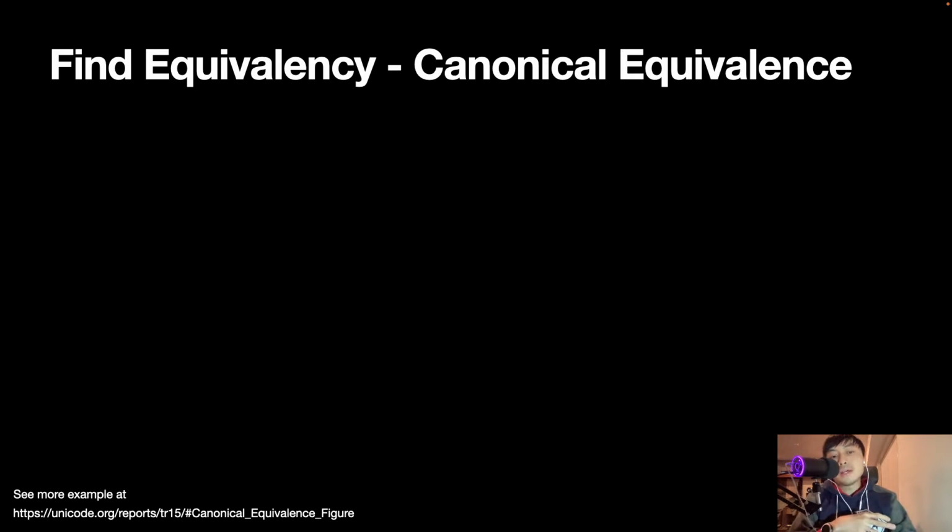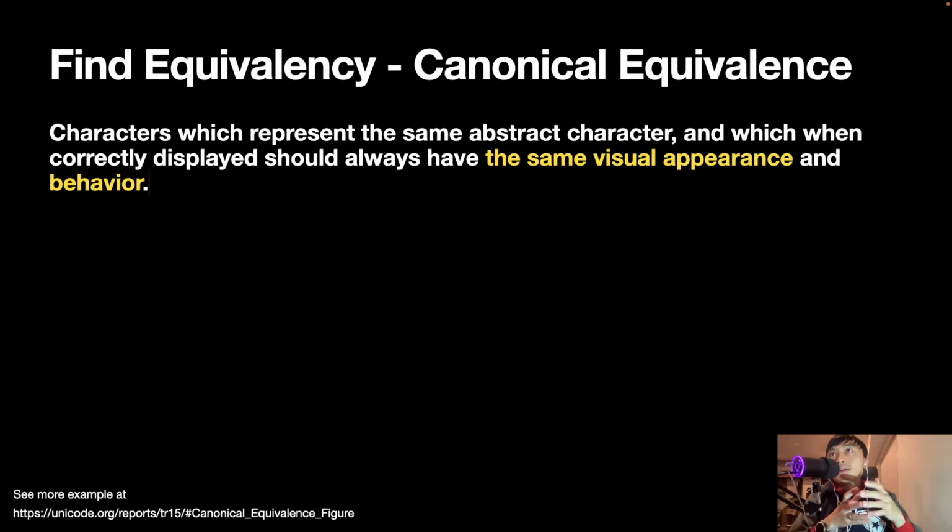So canonical equivalence means characters which represent the same abstract characters and which, when correctly displayed, should always have, so this is the keyword, the same visual appearance and behavior. So when you have two Unicode strings and you correctly display them, they should have the same appearance and behavior. For example, I have the kana pa, right? Pa, and that is the Unicode.